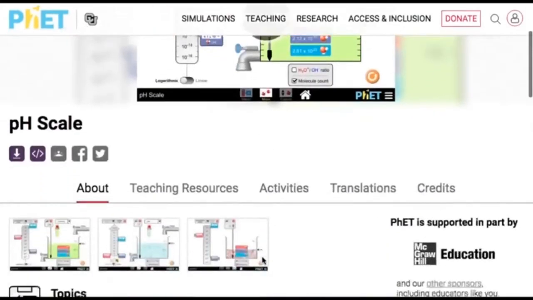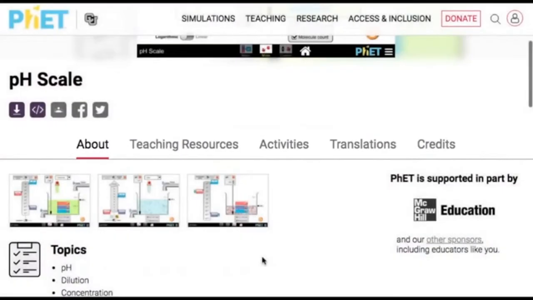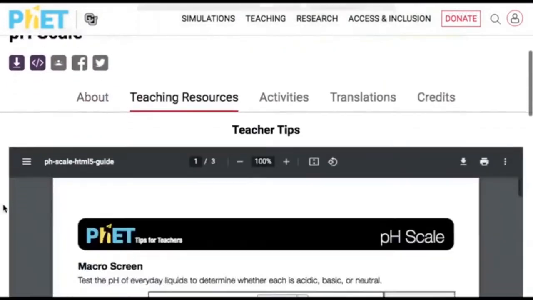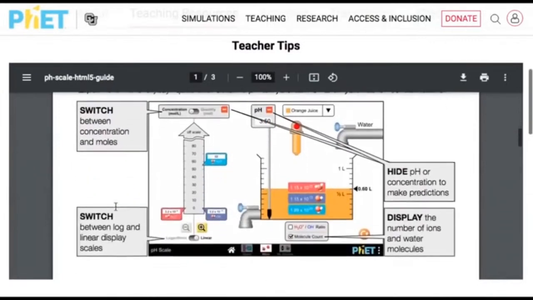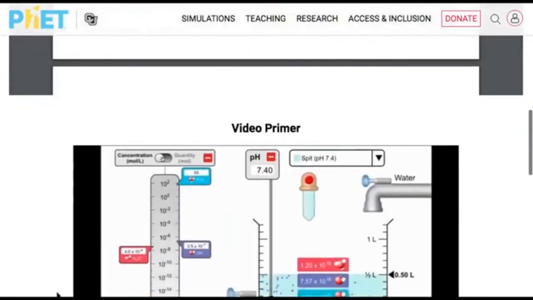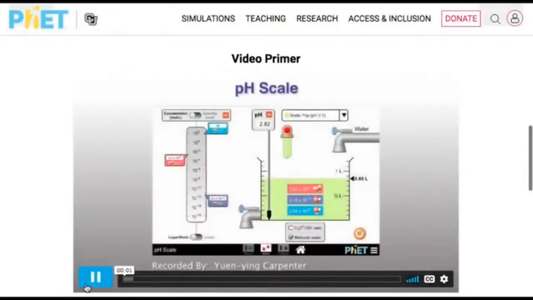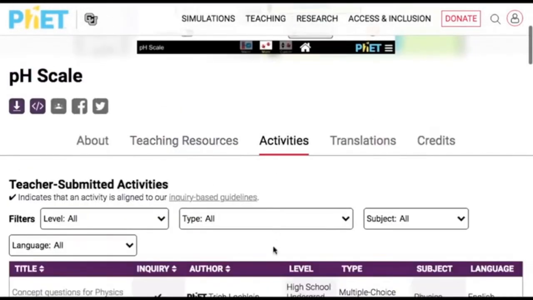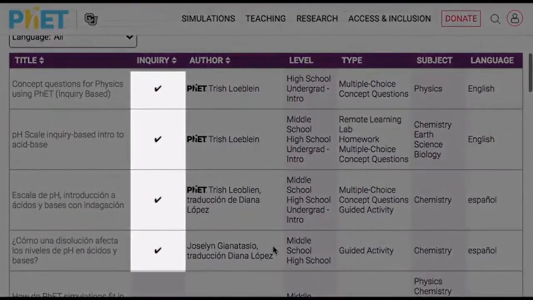Each simulation has specific resources to help teachers integrate the simulations into their classes or lectures. On the simulation webpage, you will find the description of the simulation and its learning objectives, a guide document that describes the controls and content of the simulation, a video with a description of each screen and simulation controls, as well as examples of its use as part of your class or lecture, and additional activities that other teachers have shared regarding the use of the simulations. Look for those recommended by PhET.